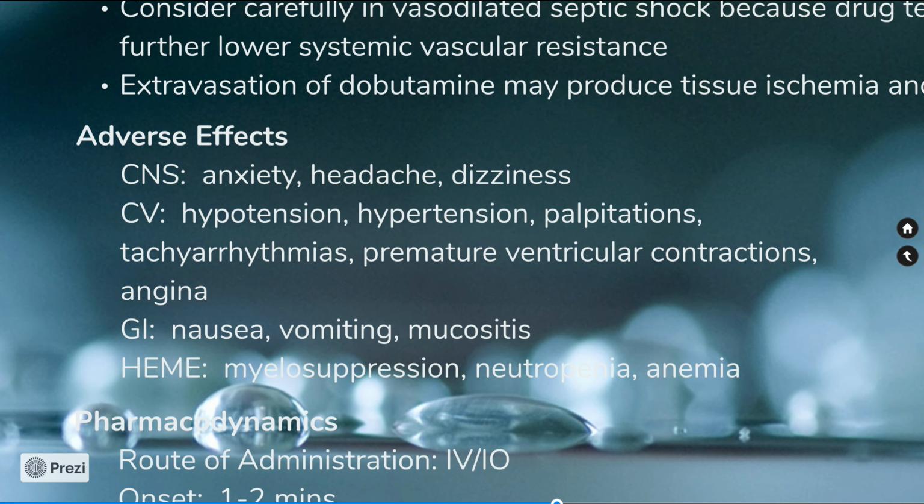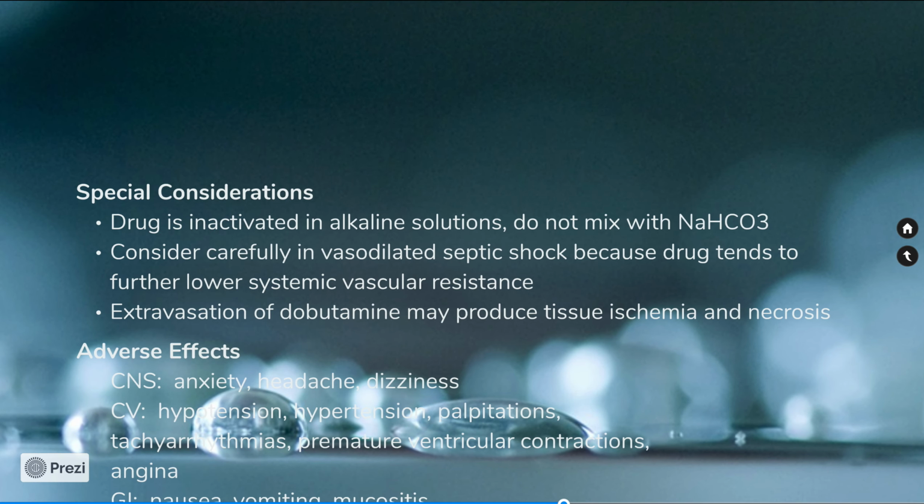Note that dobutamine can cause myelosuppression, neutropenia, and anemia. It can also cause premature ventricular contraction. As with other catecholamines, it can be inactivated if mixed with an alkaline solution. And like other catecholamines, extravasation into tissues that have poor collateral circulation can cause tissue ischemia and necrosis.